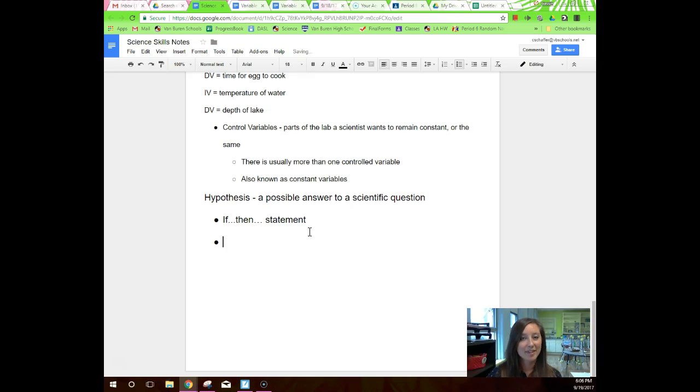Now, what goes after the if and what goes after the then? This is where knowing your independent and dependent variables is very, very important. So we've done a lot of practice where I might ask a question or write a paragraph or a sentence, and you have to figure out the independent and dependent variables. Now we just have to plug those into our hypothesis. So we'll write the if first, followed by the independent variable. And I'm just going to write IV for independent variable. And then the then is followed by the dependent variable.